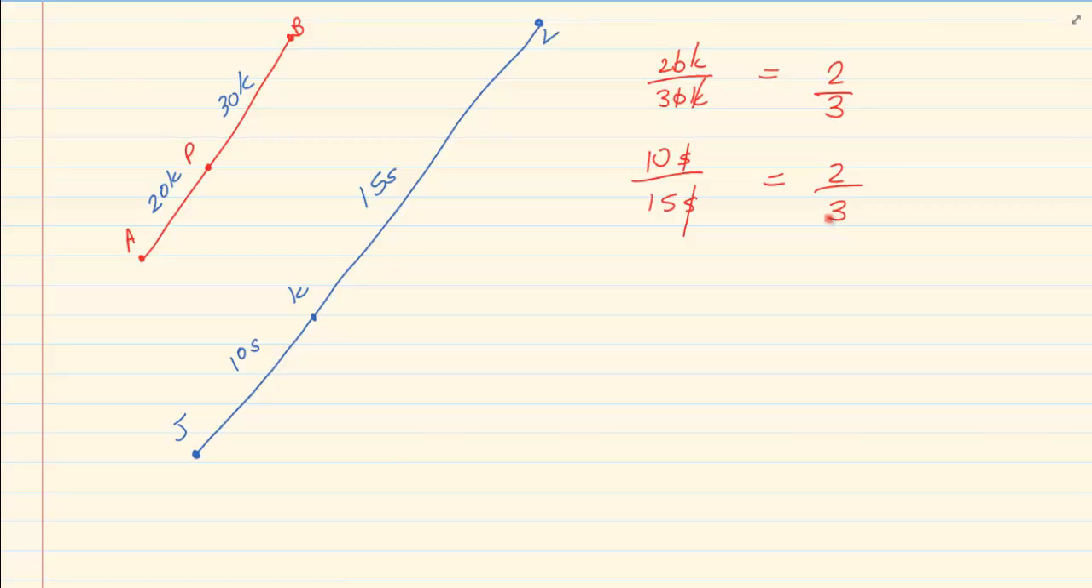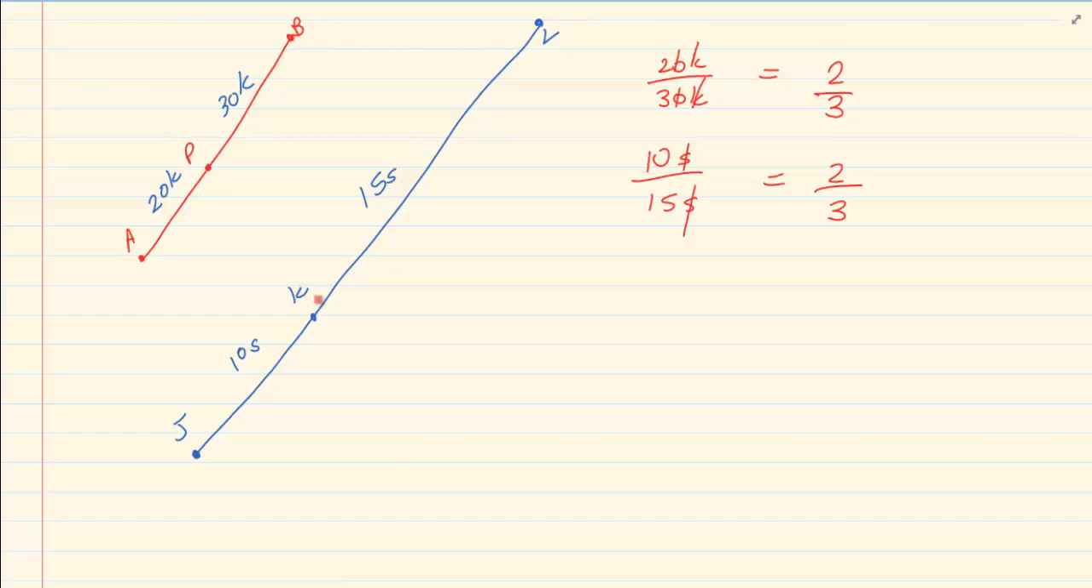So my ratios of the two lines are exactly the same. The ratios are the same, but the lengths are totally different. You can see this APB is much shorter than JKL. So when we're talking about ratios, we must remember ratios do not mean equal lengths.